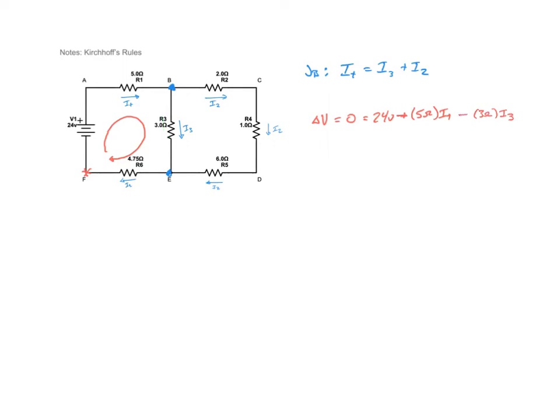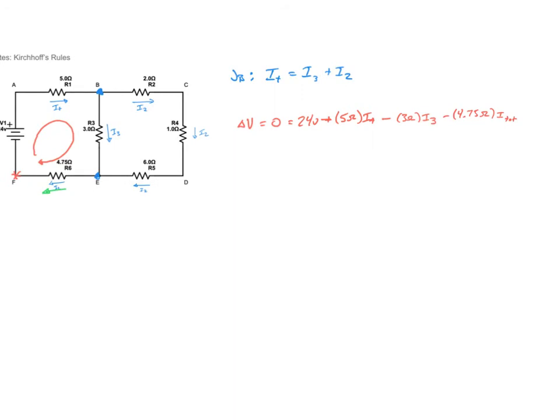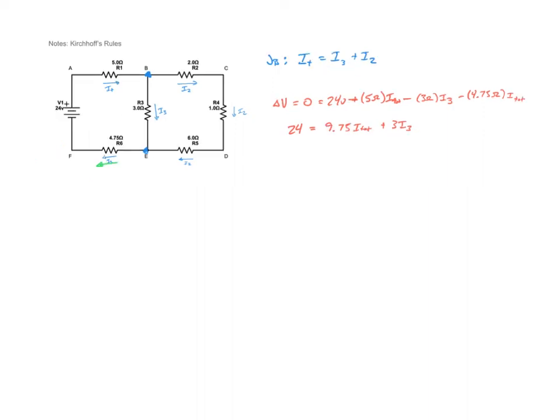Doing this one more time, we would get our last voltage drop across R6, 4.75 ohms times IT. Now we can simplify this equation. At this point, I also notice I drop all the units because whatever number we end up solving for is going to be in amps since we're solving for currents. The next thing we can do is use the loop rule again to find the change in voltage in a different loop to get our third equation.